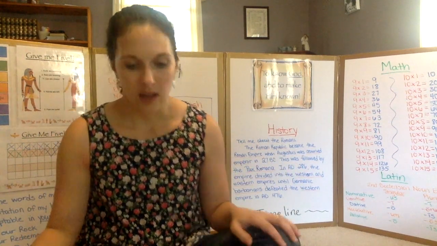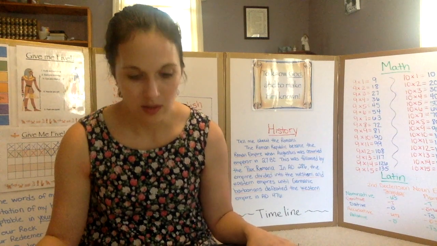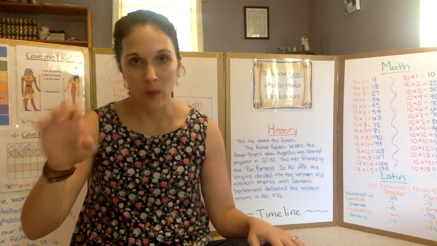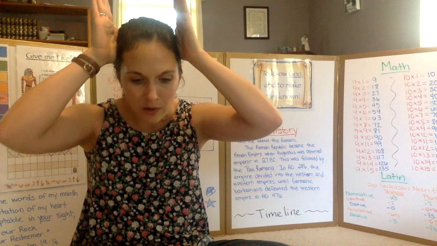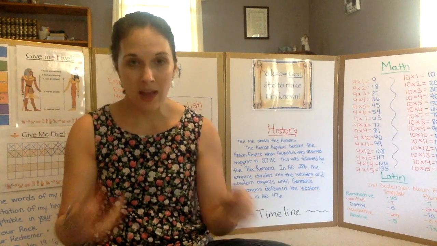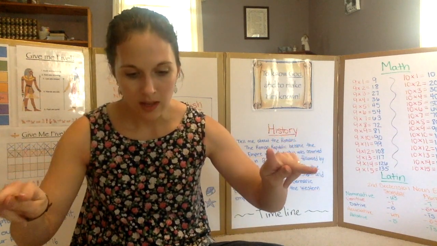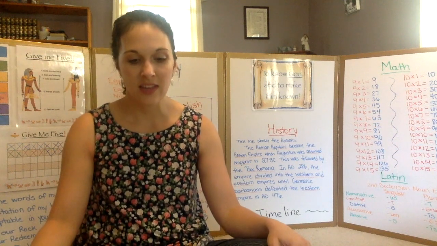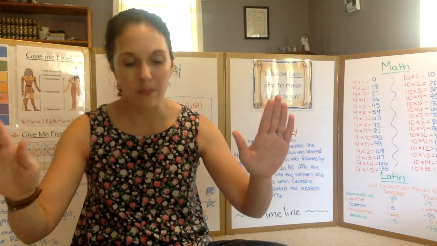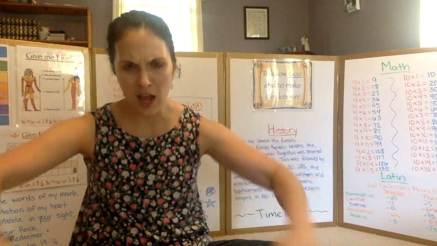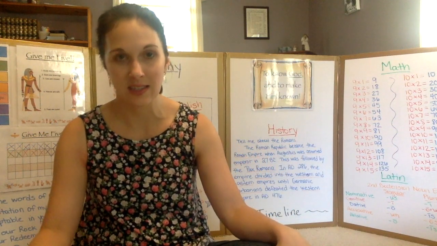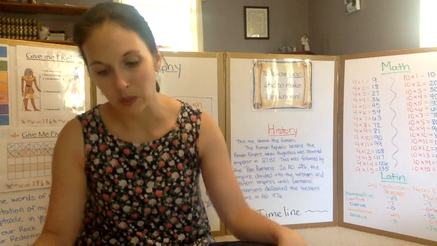The Roman Republic became the Roman Empire when Augustus was crowned emperor in 27 BC. This was followed by the Pax Romana. In AD 286, the empire divided into Western and Eastern empires until Germanic barbarians defeated the Western Empire in AD 476. And we just waved our Western hand again to remind us which one.